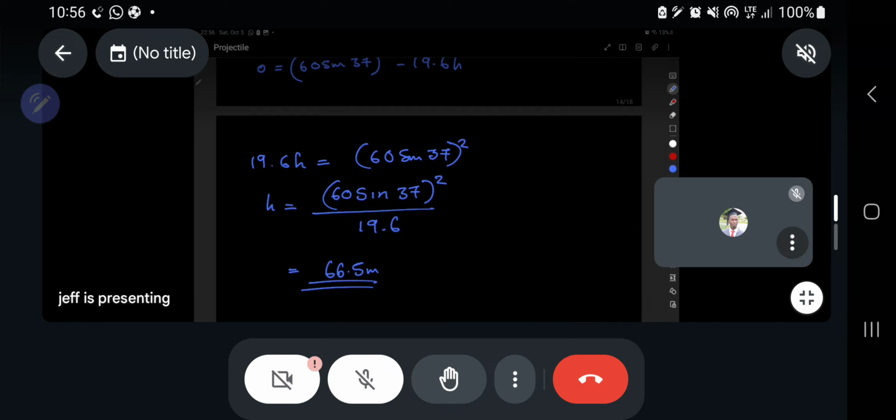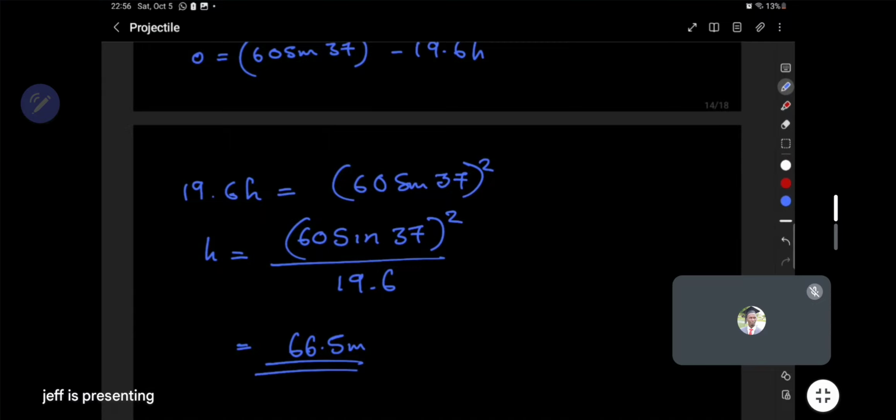If it were x, they would have just said find the horizontal velocity it lands with. You've heard that? Yeah.